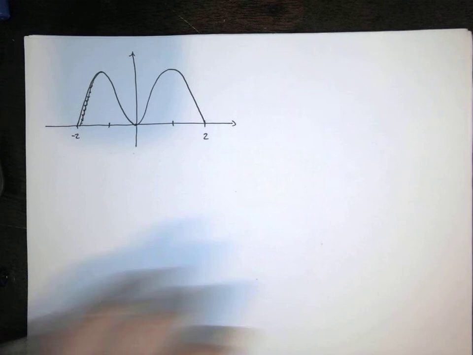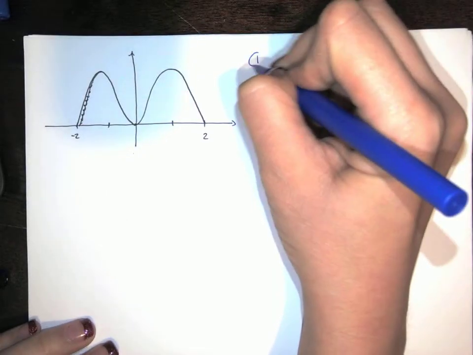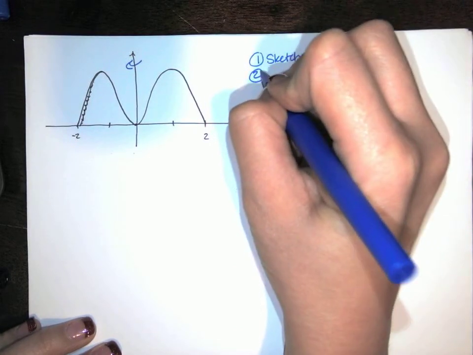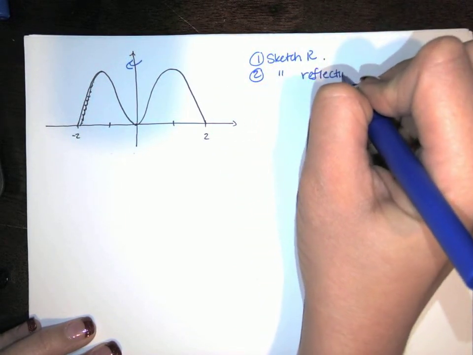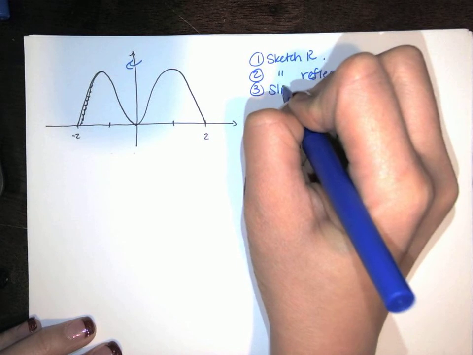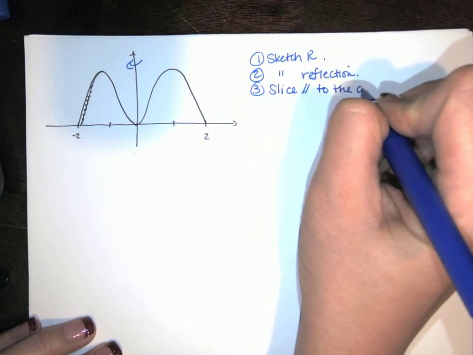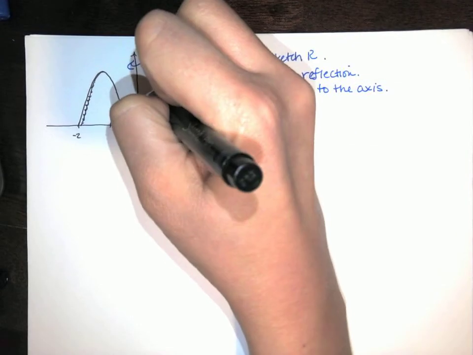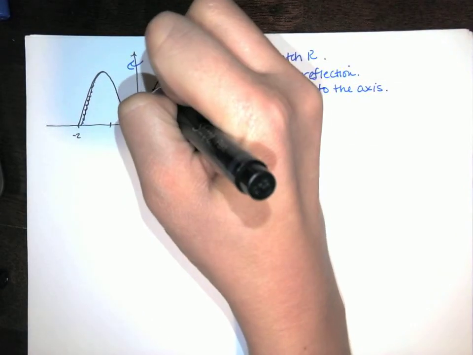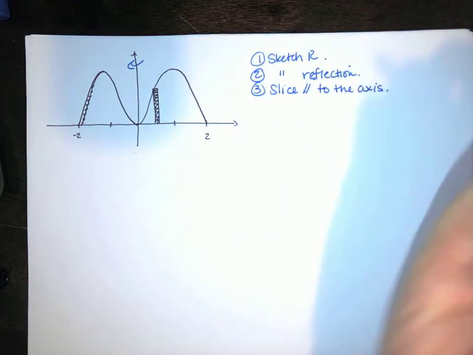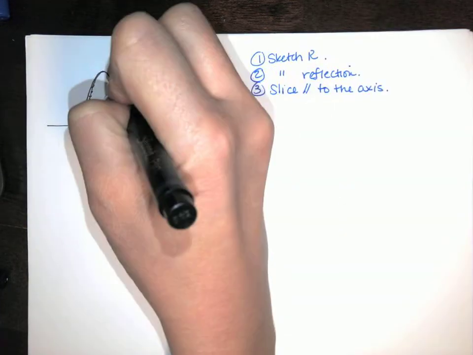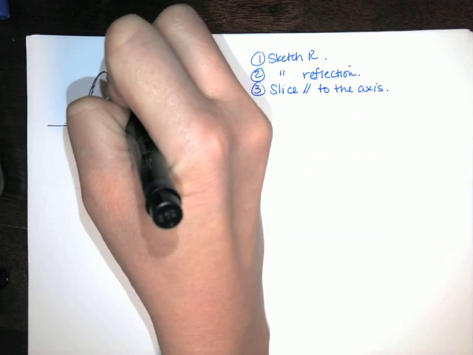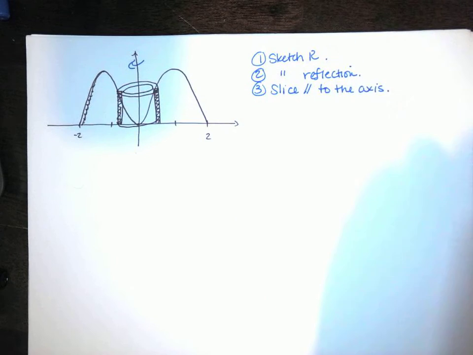So you sketch the region, sketch the reflection. Slice parallel to the axis. And you end up with something like this. Take that slice and rotate it around. I'm sorry, this is such a bad picture, guys. And then try to sketch a representative shell.